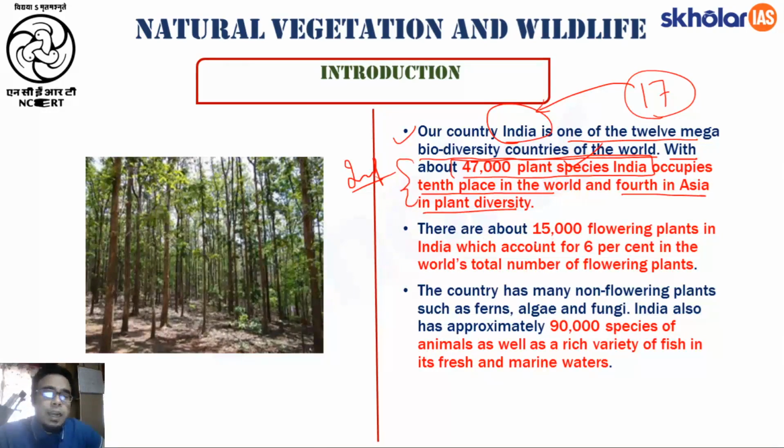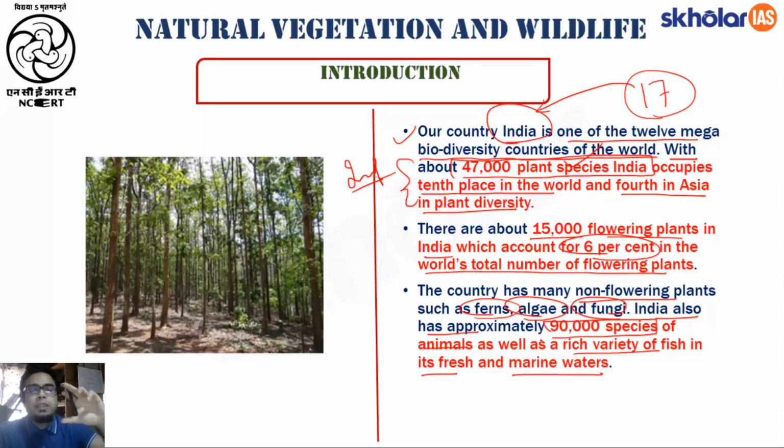Fine. And there are about 15,000 flowering plants in India, which accounts for 6% of the world's total number of flowering plants. Then the country has many non-flowering plants as well, like ferns, algae, and fungi, right? And India also has approximately 90,000 species of animals as well as a rich variety of fish in its fresh as well as marine waters, right? So this is the brief introduction about the kind of diversity we see in India in terms of both flora as well as fauna.